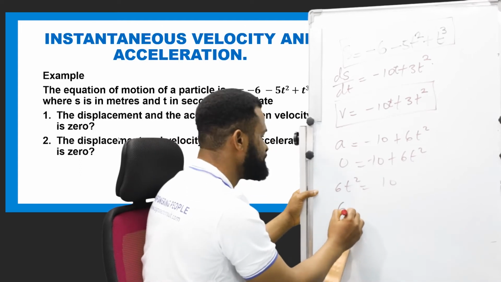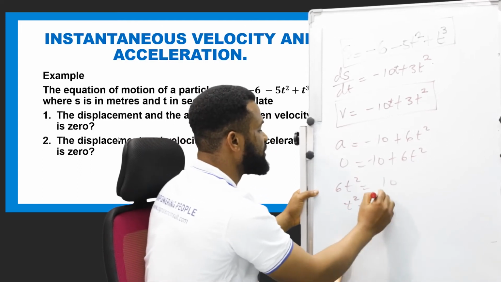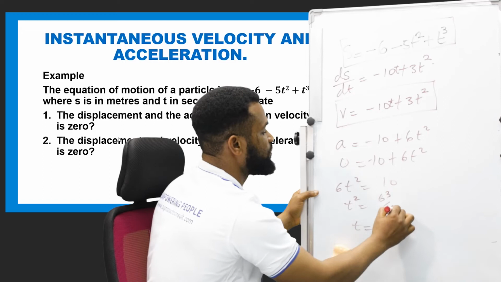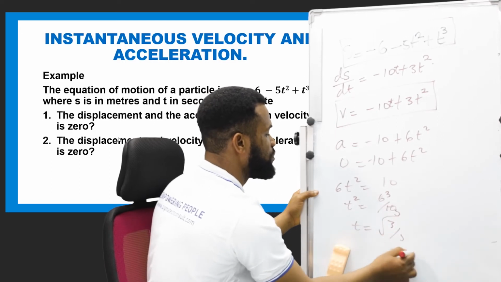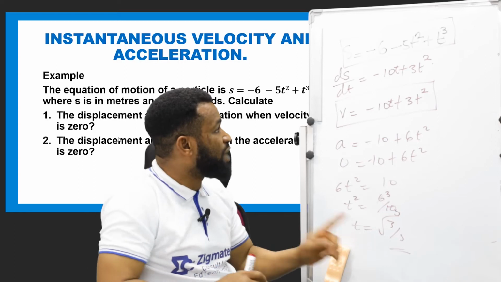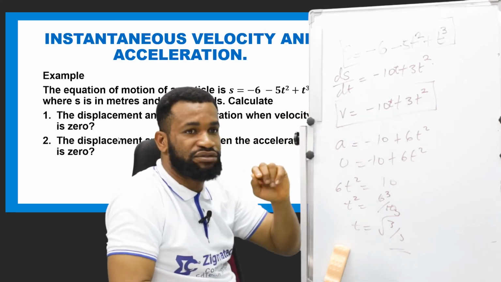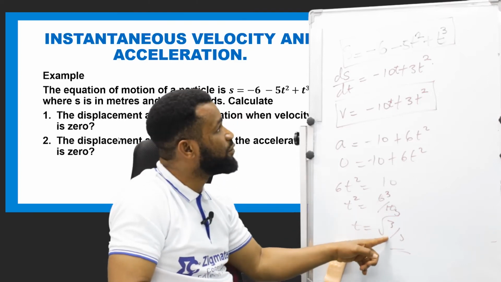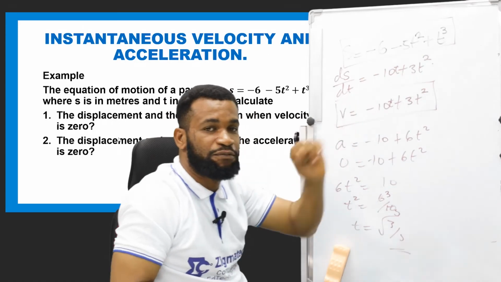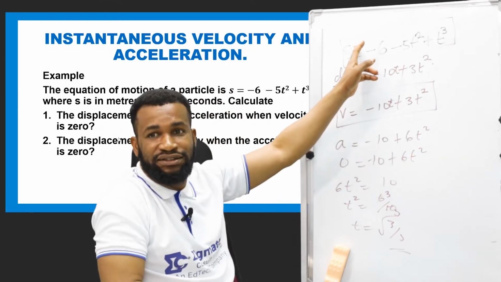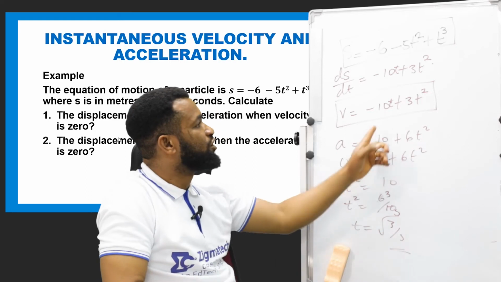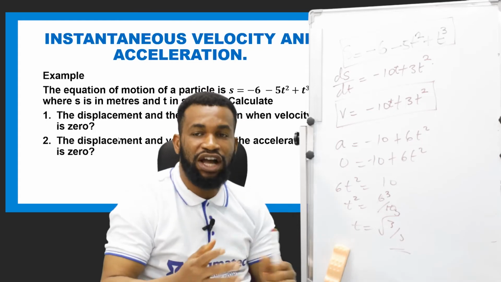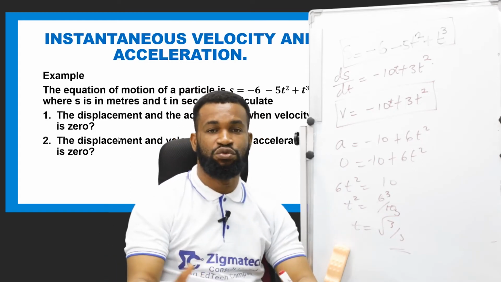So t square is going to be 10 over 6, and then the square root of that is the time. Whatever you have, you substitute it back into this equation and this equation to find the velocity and displacement when acceleration is 0. You use this time, substitute it here to get the displacement, and also substitute it here to get the velocity. Let's move on because we have a uniformly accelerated motion which we are going to solve.